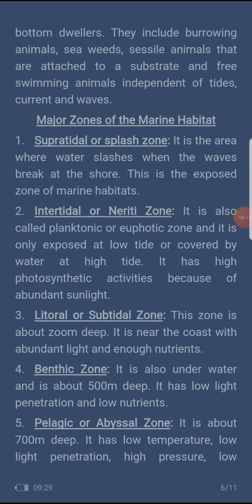It has low penetration of light. At this point, phytoplankton will be reduced because there is low penetration of light and nutrients. So you find little or no phytoplankton here.